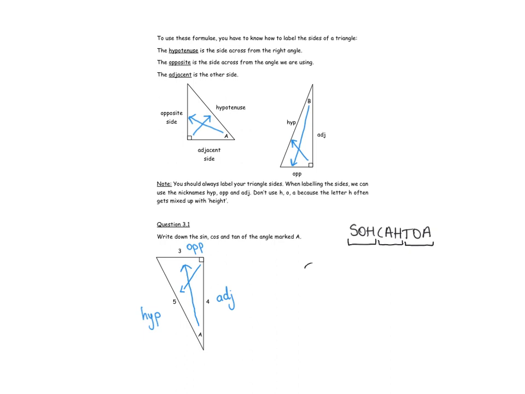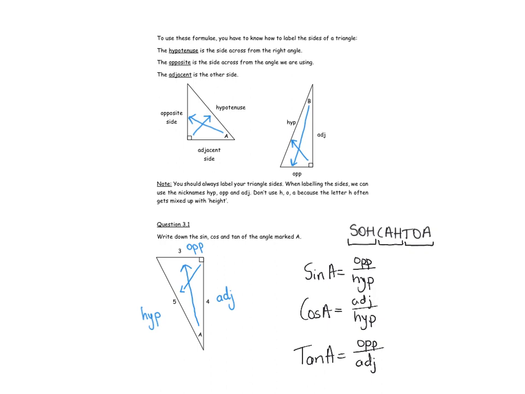So I'm going to write it out. So the sine of A is equal to opposite over hypotenuse. The cos of A is equal to the adjacent over the hypotenuse. And the tan of A is equal to the opposite over the adjacent.